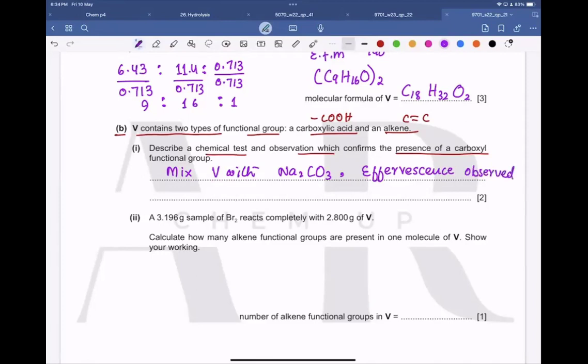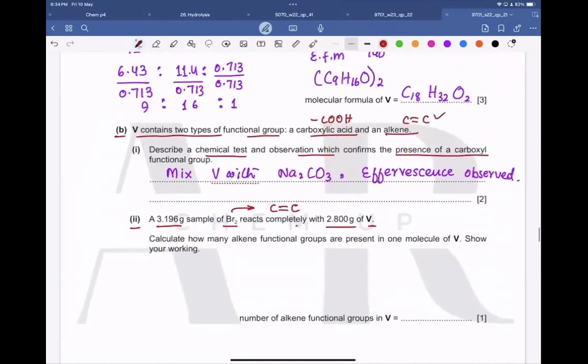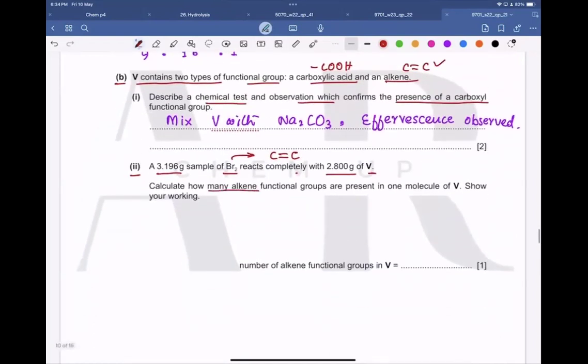So as the effervescence forms, it shows that it's a carboxylic acid. Okay. Now, next part, 2. A 3.196 gram of bromine reacts completely with 2.80 gram of V. So see, bromine, if you recall, this bromine or any other halogen reacts with the alkene only. And they have told us that there is an alkene in compound V. Calculate how many alkene functional groups are present in one molecule of V.